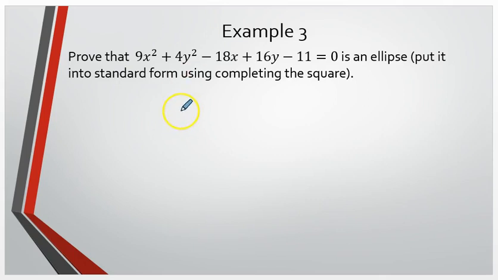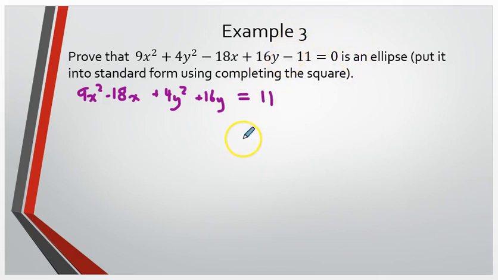So here's my example. They will either ask you to prove it's an ellipse, or they will say something about putting it into standard form using completing the square. So my first step here is to get all of the x's grouped together. So 9x squared and a negative 18x. And then I also need to group together the y's. So I'm going to have a plus 4y squared and the plus 16y. I'm just rearranging those things. They're still on the left side of the equation. However, the negative 11, I want to move that to the opposite side. So this will have a sign change when I move it to the other side by adding 11.